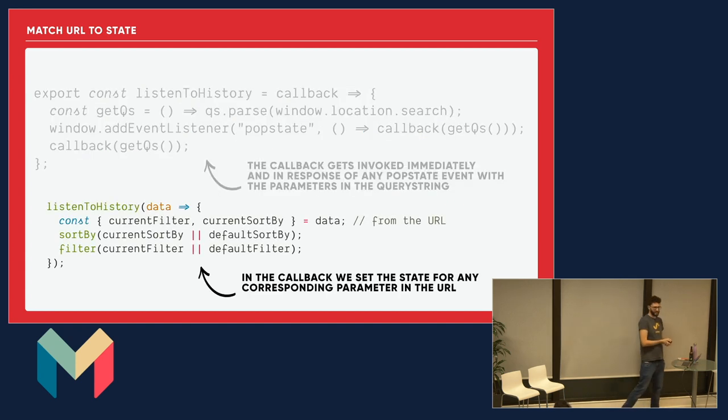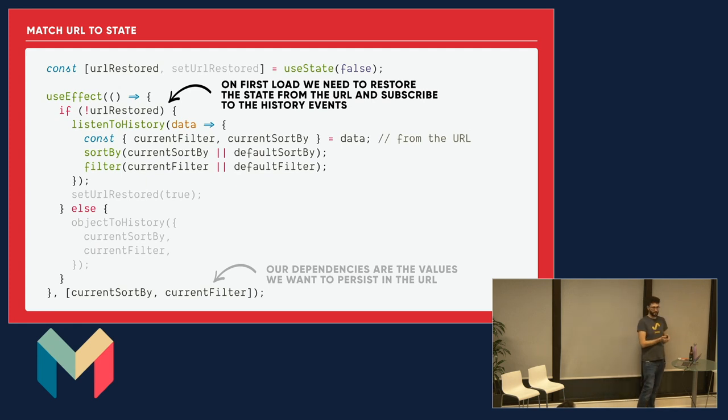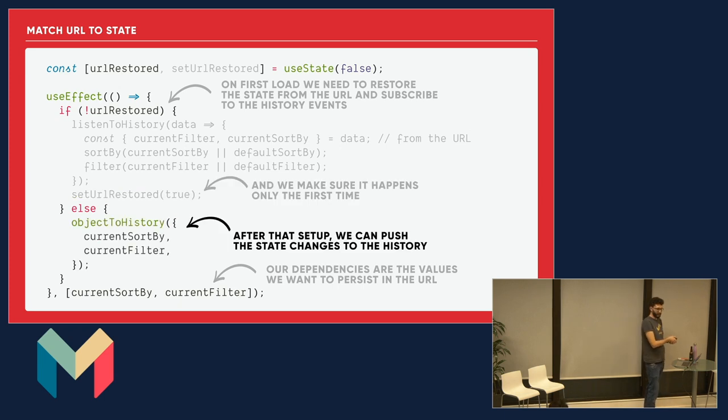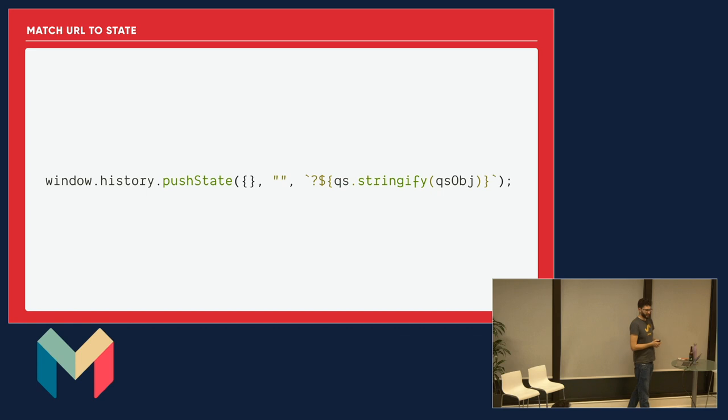And the next step is, and this is the callback that invokes that, basically. The next step is, once I've done that, store the information that I did that, so that every other time that something changes in those variables, so current sort by or current filter, instead of reading again from the URL, I actually update the URL to the new values that are in my state. So I switch the source of truth from the URL to the current state that the user is interacting with. And that's the function that does that. Again, simplified a little bit.